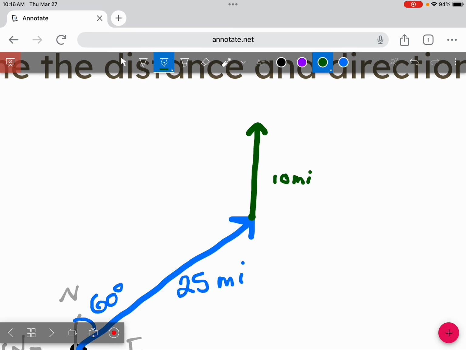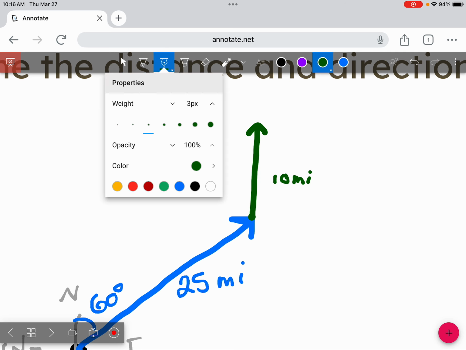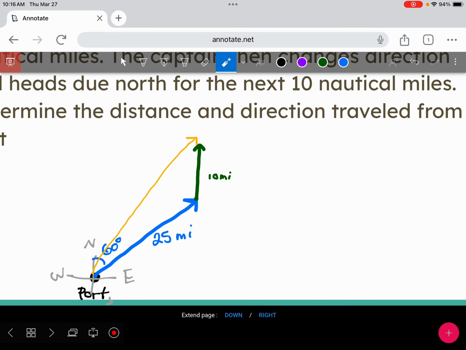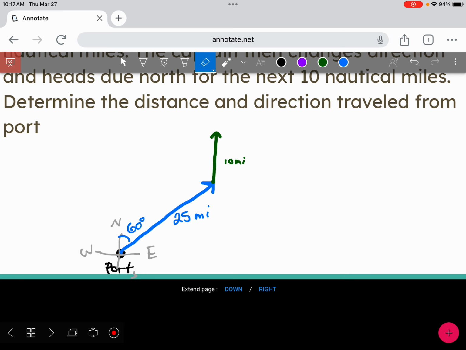So does everyone see that this is how the ship has moved? Okay. So what we're trying to figure out is how far they are from port and what angle they are, like their bearing. So what we're going to do is write a vector for the blue piece and a vector for the green piece, and when we add them together, that'll give us this vector that combines them together. When we're looking at the blue piece, I'm just going to erase the yellow for now. I'll put it back in when we're ready to talk about it.